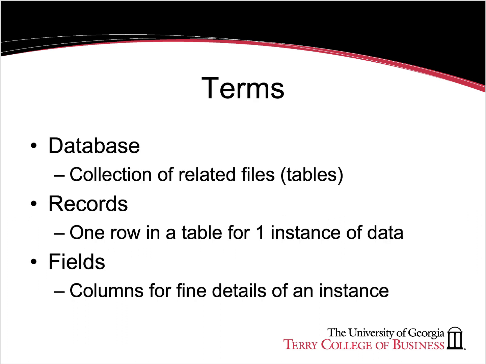Here are a few terms that you might actually hear when we are working with a relational model and a database. A database is a collection of related files or tables. In the language of Codd, a database is a collection of relations. Records, or instances of an entity, are rows in a table. Each row is one instance of data. Fields refer to columns or attributes of the table. Columns provide information about the finer details of an instance of an entity.